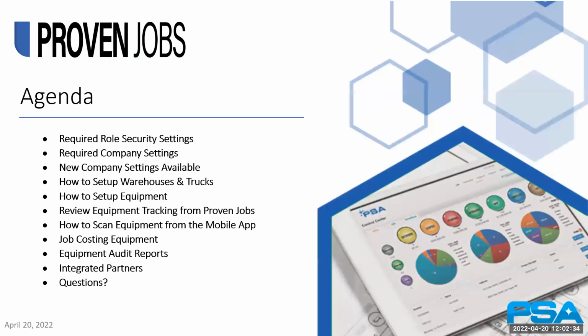For our Lunch and Learn agenda today, we're going to take a look at the required role security and company settings required. We'll take a look at a new company setting that's been recently added to Proven Jobs. We will then segue into how to set up our warehouses and trucks, how to set up our equipment in Proven Jobs, review the equipment tracking from Proven Jobs, as well as how to scan equipment from the mobile application.